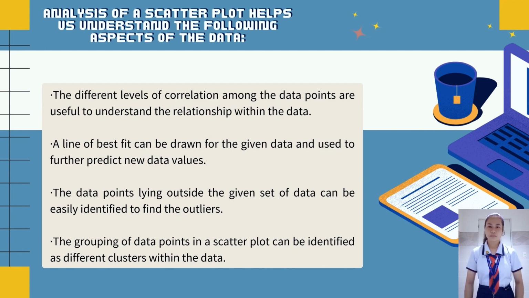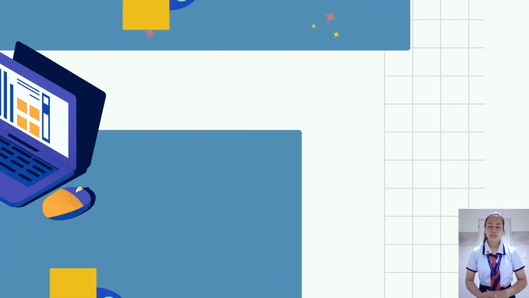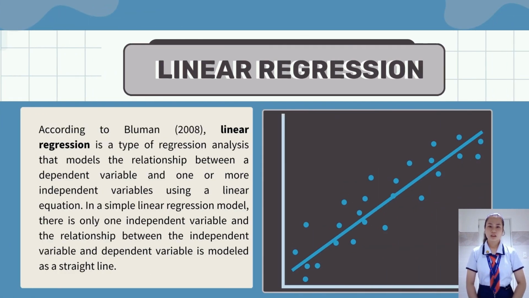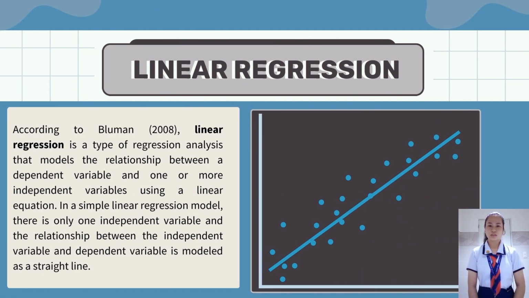Always remember that in a scatter plot, we use a linear regression. Linear regression line is a straight line that is used to model the relationship between two variables that have a linear relationship, meaning the relationship between the variables can be described by a straight line.